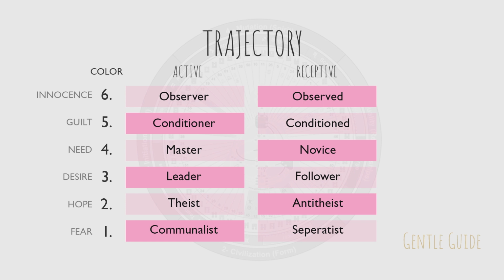Number 6, innocence. Observer, you are a resource, the one who observes but is still detached. Being passive is crucial for you. And observed, you can be an Insta influencer if you would like. Just by being, just by an example, you're a natural role model.